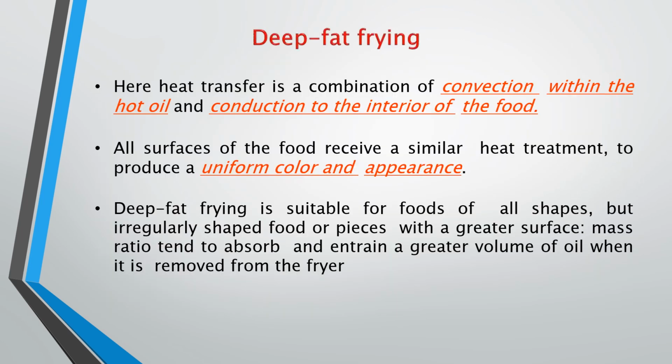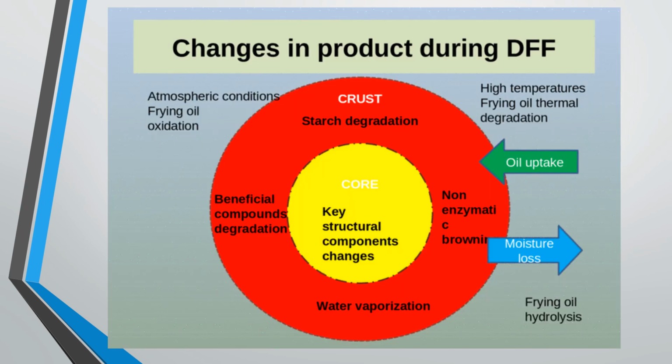Deep fat frying. Heat transfer is a combination of convection within the hot oil and conduction to the interior of the food. All surfaces of the food receive a similar heat treatment to produce a uniform color and appearance. Deep fat frying is suitable for foods of all shapes, but irregularly shaped foods or pieces with a greater surface to mass ratio tend to absorb and retain a greater volume of oil when it is removed from the fryer.